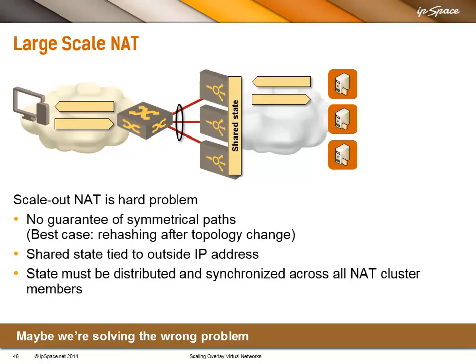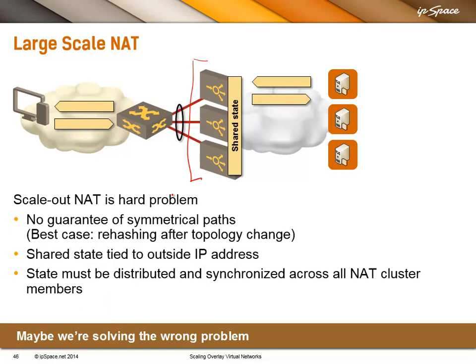Scaling NAT is hard. It's exactly the same thing as scaling load balancing. There is no guarantee of symmetrical paths, particularly as you go from physical to virtual. In the best case, you will get some rehashing after the topology change. In the worst case, all the traffic flows will be rehashed after the physical topology change. Because the shared state has to be tied to the outside IP address, we cannot do much. The state has to be distributed across all members of the NAT cluster.